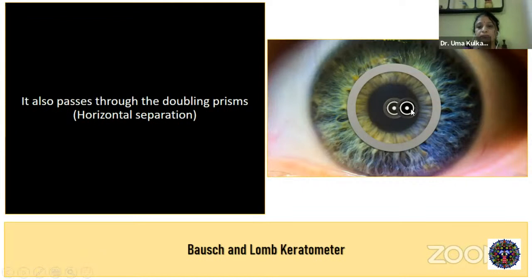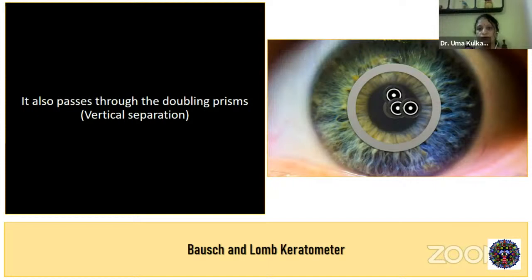Similarly, there's another system of doubling prism which splits the image into two. So in all, there are four images formed. One by the vertical separation of doubling prisms, and second by the horizontal splitting of doubling prisms. Why do we require double sets of prisms? We require them because we want to measure the curvature in at least two meridia, at least the principal two meridia we want to measure. So one horizontal separation helps for one meridian, and a vertical separation helps in the other meridian.